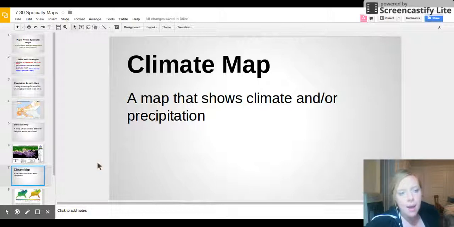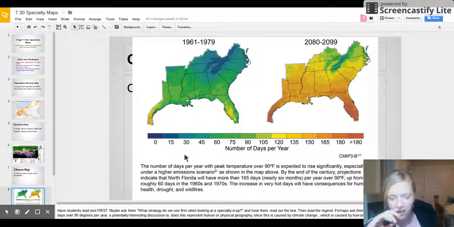Next specialty map is a climate map. It's a map that shows climate and or precipitation or rain. So here's one. It's comparing two different maps, one from 1961 to 1979 and one from 2080 to 2099. So that's in the future.